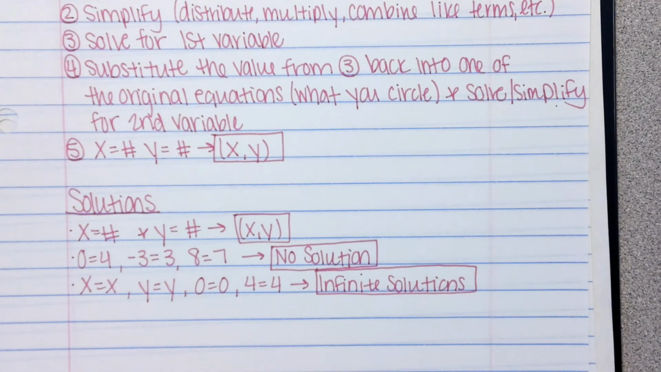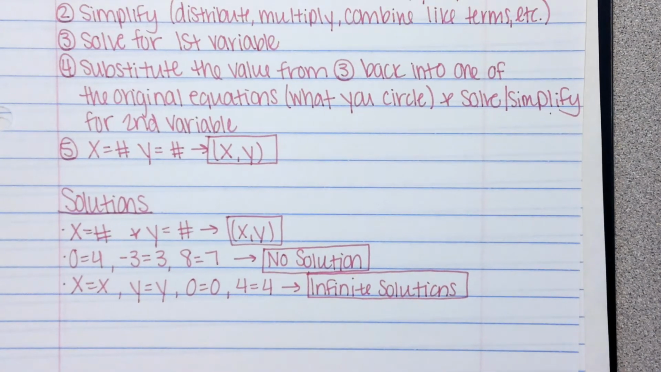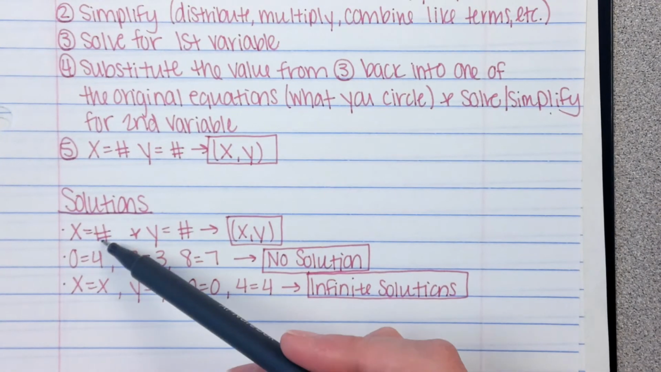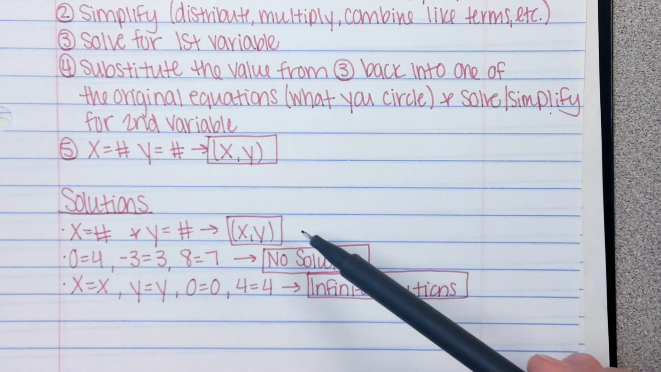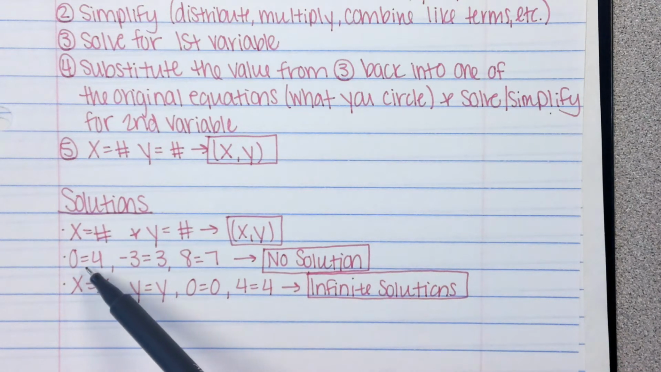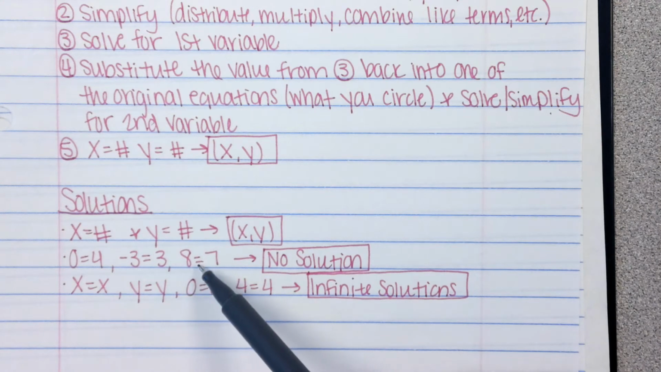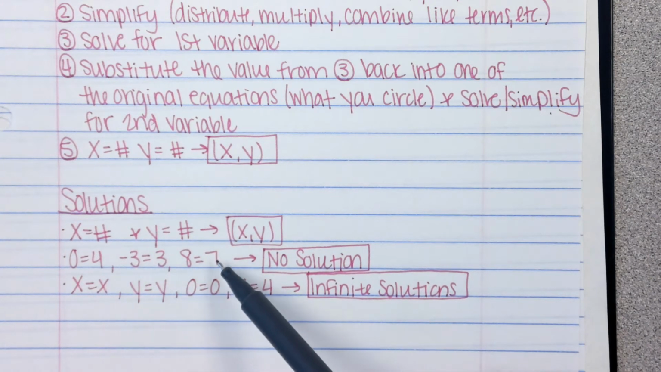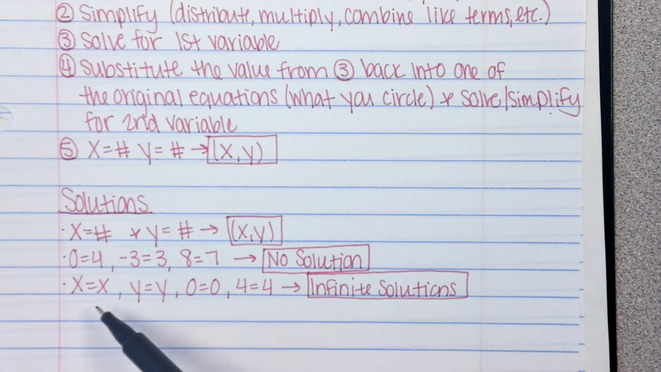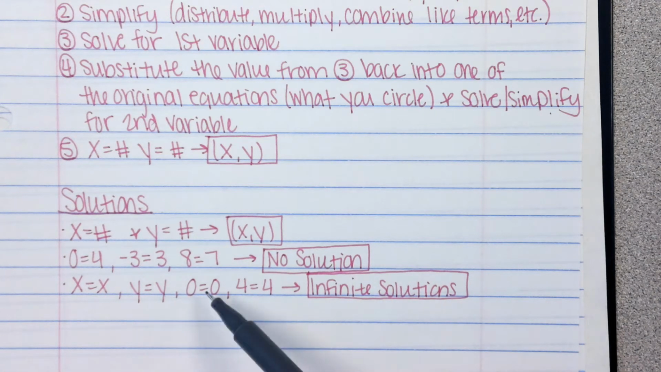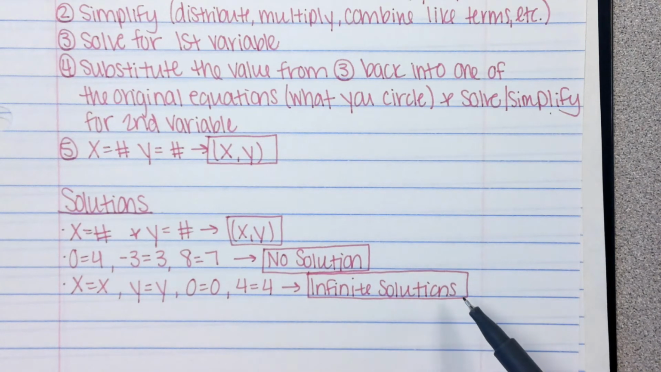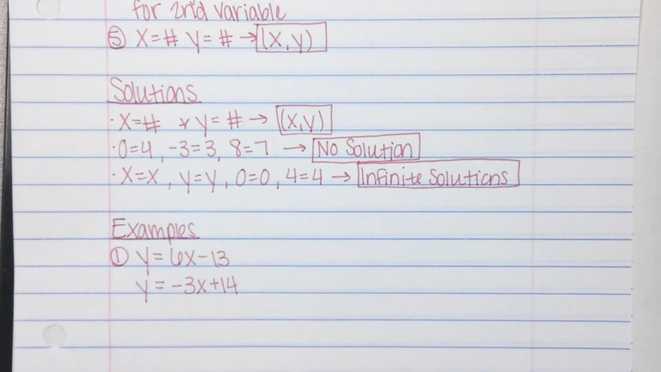However, you do have some different solution types that we talked about back in lesson 16 vocabulary. If you get an x equals a number and y equals a number, it's an ordered pair. But if you get something like 0 equals 4, or negative 3 equals 3, or 8 equals 7, those are not true. So that's no solution. If you get something like this, x equals x, y equals y, 0 equals 0, 4 equals 4, all of those are true statements all the time. So you would say infinite solutions. Okay, now we're going to use our steps that we wrote down to work through some examples.